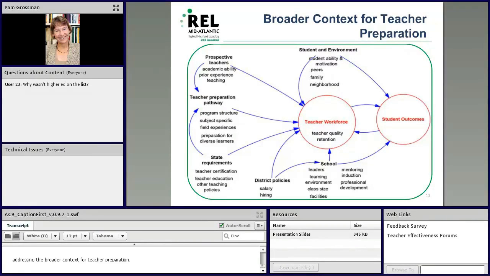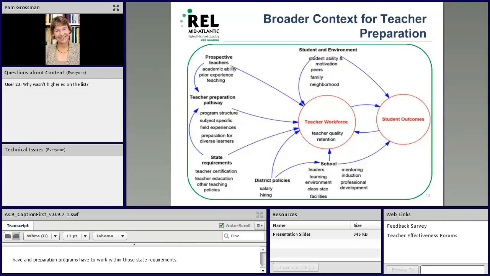So let me start by addressing the broader context for teacher preparation. One of the things that's important to realize is that how teachers are prepared is only one piece of this broader issue related to the teacher workforce. So this diagram tries to give you a sense of some of the other things that play into issues of teacher quality. For example, what teachers bring into preparation programs clearly matters. Their prior academic ability, prior experiences in teaching, their career intentions when they enter, all of those are things that individuals bring into the program and may affect which programs they choose to enter. Similarly, there are state requirements that govern teacher education programs related to teacher certification. States differ dramatically on the policies about the kinds of coursework or field experiences that teacher candidates must have, and preparation programs have to work within those state requirements.